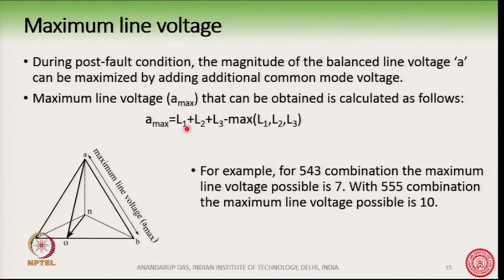A max is equal to L1 plus L2 plus L3 minus max of L1, L2, L3. How does it happen geometrically? You see here that the maximum line voltage will be obtained if this point O sits on one of the sides of the equilateral triangle. So, then this is one pole voltage, that is CO, another pole voltage is BO, and the third one is AO, and this will give us the maximum line voltage.